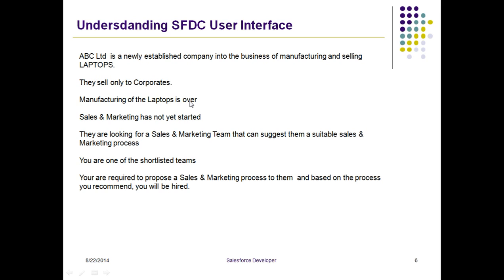Okay. They have already manufactured laptops. So let's say they have manufactured a few thousand laptops and they want to start the sales and marketing process. Sales and marketing has not yet started, needs to be started. They are looking for a sales and marketing team that can suggest them a suitable sales and marketing process. You are one of the shortlisted teams. Let's say our team. We all are in a team and we are the shortlisted team. And you are required to propose a sales and marketing process to them, and based on the process you recommend, you will be hired. That's ultimately what we have to do.